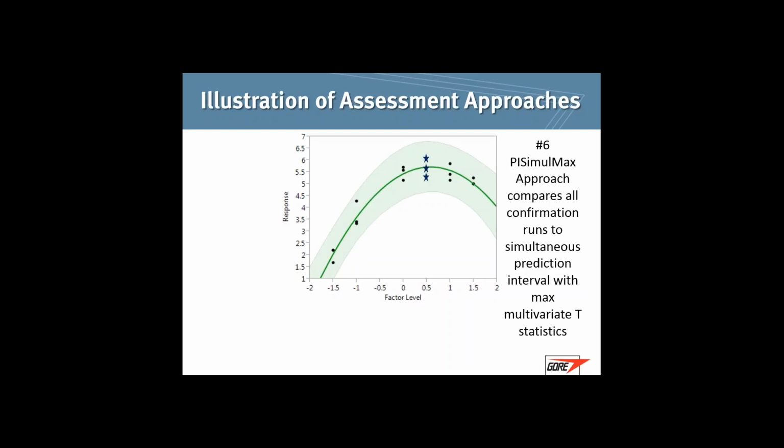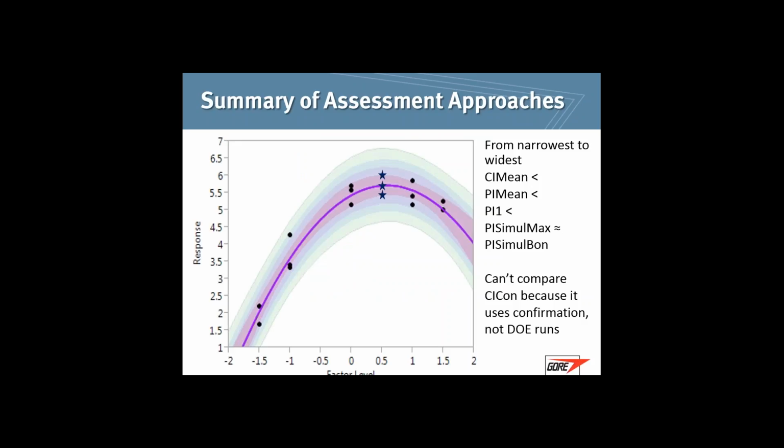So to summarize here, the confidence interval on the mean will be the narrowest interval. The prediction interval on the mean will be a little wider. The prediction interval on a single future observation will be a little wider. And then the prediction intervals based on simultaneous intervals, whether I'm using the Bonferroni correction or the max multivariate t-statistic, those are going to be quite similar to that. So I tried to show you here that each of these get a little bit successively wider for the situation. Now the one caveat that's not shown here is the confidence interval on the confirmation runs themselves. There's not really a band that was calculated as part of that.